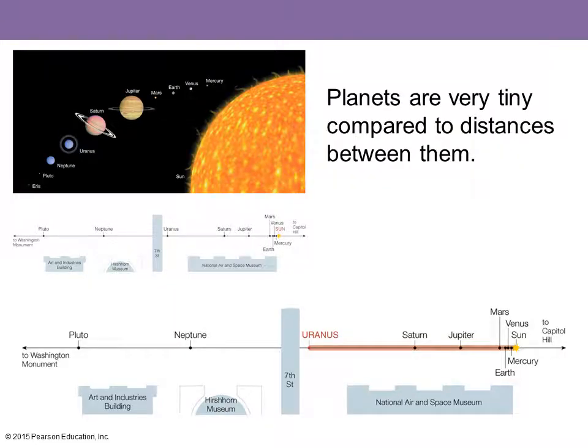The planets are very tiny compared to the distances between them. This series of diagrams here in the top left shows what the planets look like relatively speaking in terms of size. And then toward the bottom of this slide, you see the relative distances of the planets compared to a scene in Washington, D.C., going from the National Air and Space Museum all the way out beyond the Art and Industries building. But I'll just look at the black dots, and you see that the terrestrial planets are pretty closely packed, whereas the Jovian planets are much farther spread apart.